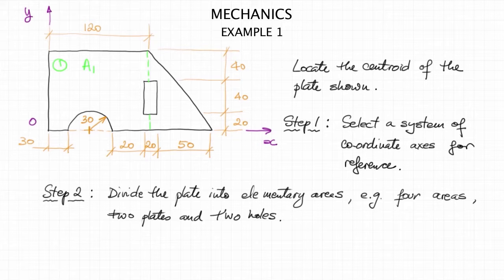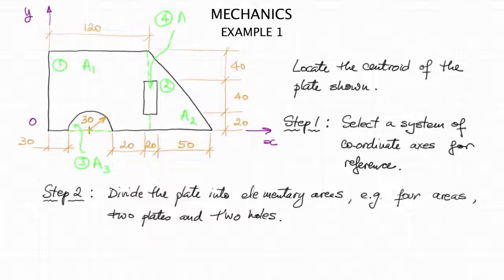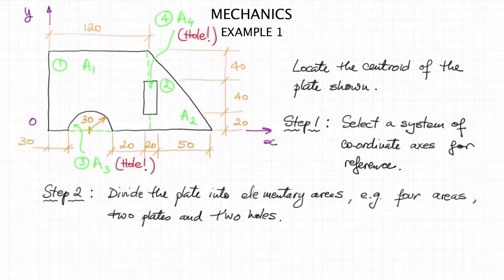So here there are the rectangular area, number 1, A1, the triangular area, number 2, A2, the semicircular cutout, number 3, having an area of A3, and finally the fourth area, the rectangular area here, having an area of A4. These two, don't forget, they're holes. They're missing material. There's no plate there. So we need to remember that.